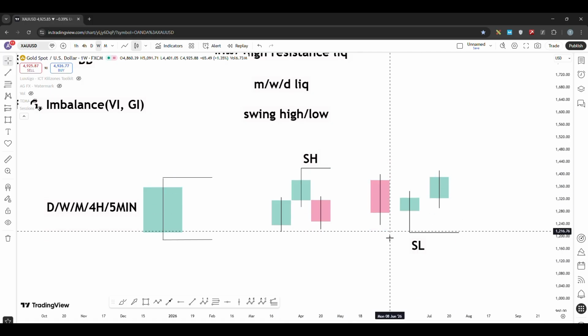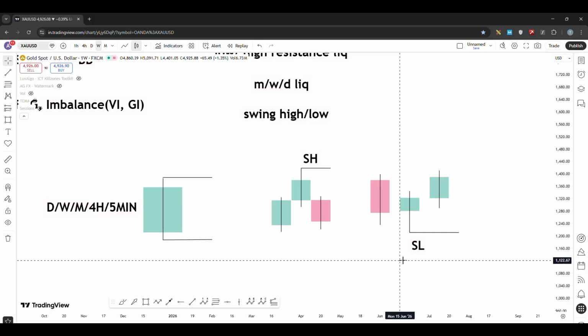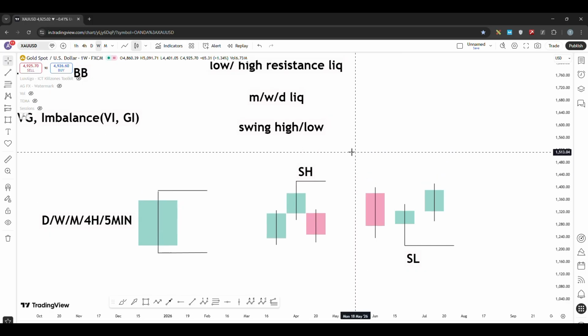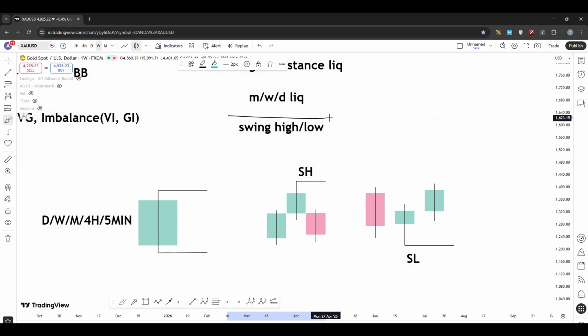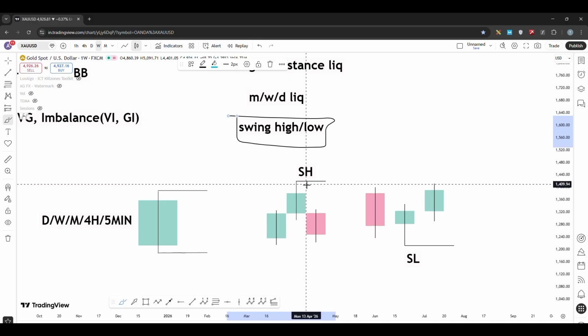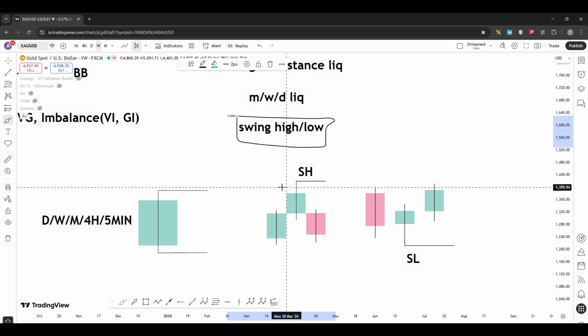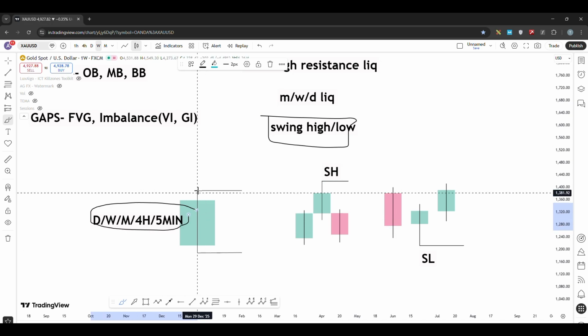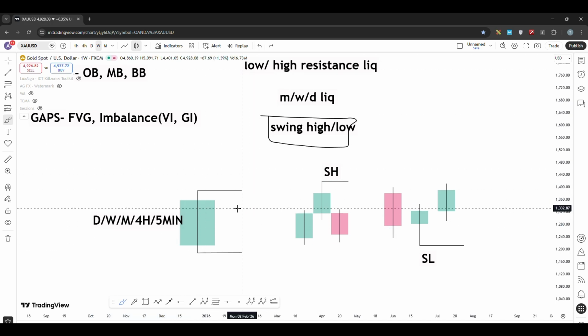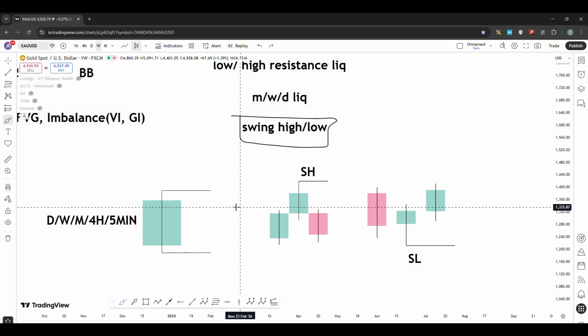All of these are going to act as what? Liquidity. Now, most commonly, the type of liquidity that we use are going to be these swing highs and lows. This is what we generally look for, and even though the candles' highs and lows also act as liquidity, this is not really used as much.